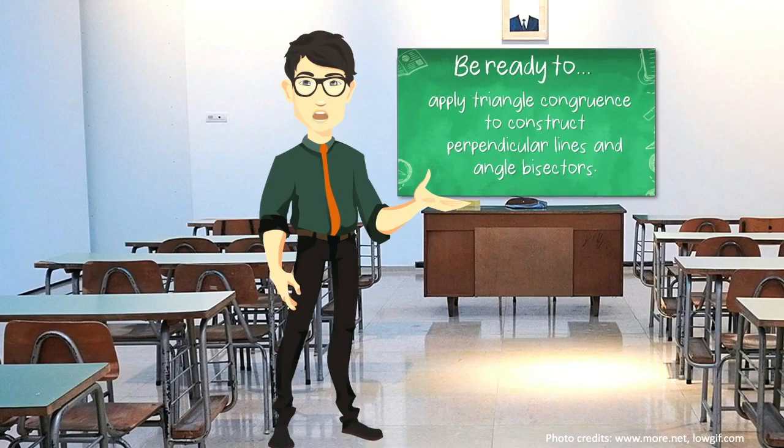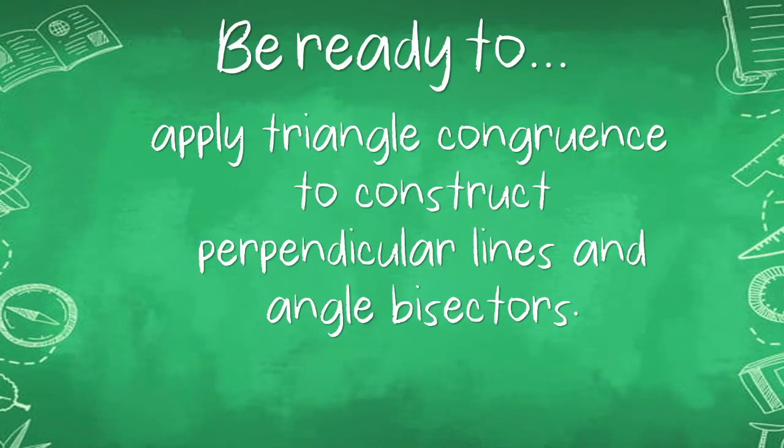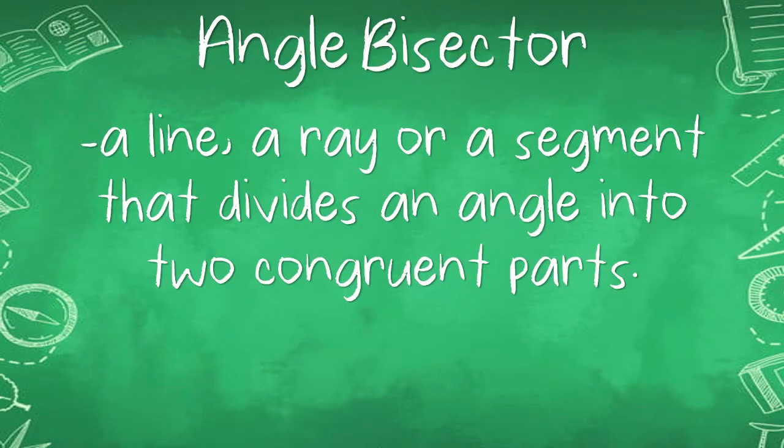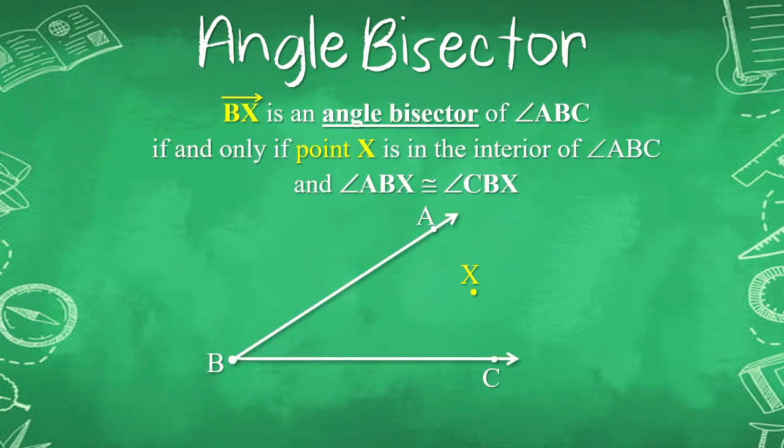There you go! We are now ready to apply the basic principles of triangle congruence to our new topic. So, heads up! Make your paper, pen, pencil, ruler, and compass ready to apply triangle congruence in constructing perpendicular lines and angle bisector. An angle bisector is a line, a ray, or a segment that divides or cuts an angle into two equal or congruent parts.